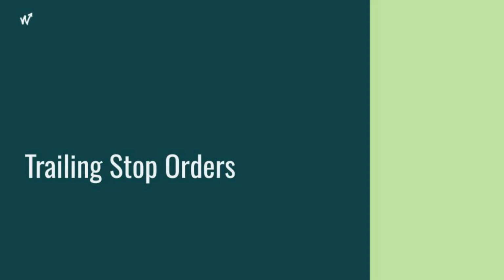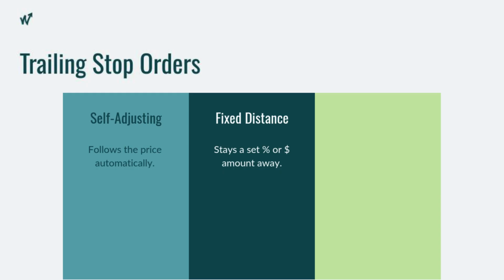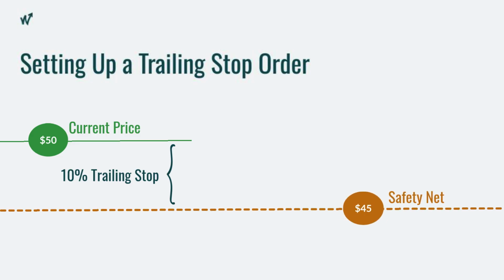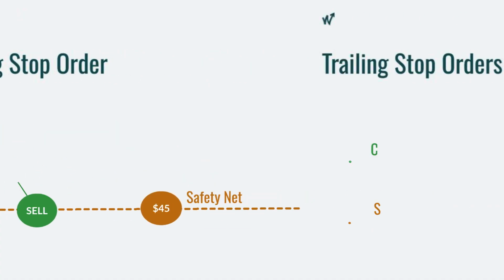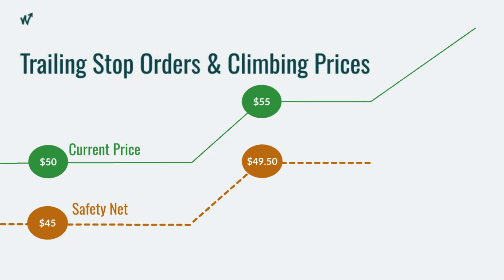Think of a trailing stop as a smart safety net that moves on its own. As your stock price climbs, this stop stays a set distance behind it, so you don't have to keep adjusting the price yourself. For example, if you set a 10% trailing stop on a $50 stock, your safety net starts at $45. If the price drops 10%, the system sells your shares for you. But if that stock climbs to $55, your safety net automatically moves up to $49.50. It keeps following the price higher, protecting more of your profit as the market moves.